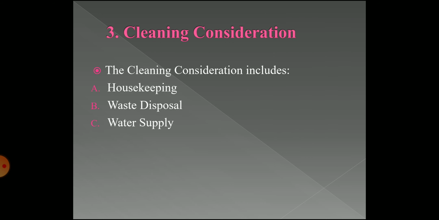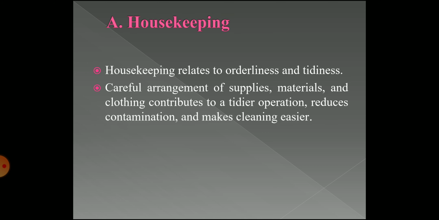Third one is cleaning consideration. The cleaning consideration of a fruit and vegetable processing plant mainly depends on housekeeping, waste disposal and water supply. Housekeeping is related to orderliness and tidiness. The careful arrangement of supplies, material and clothing contributes to tidier operation, which reduces contamination and makes cleaning easier.